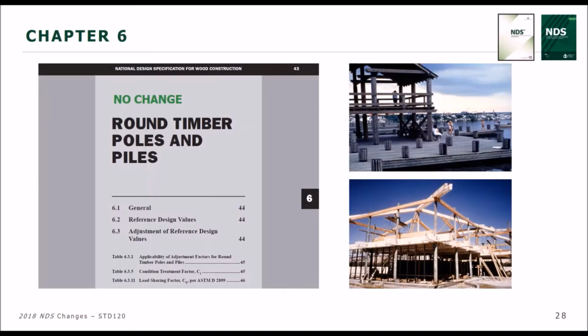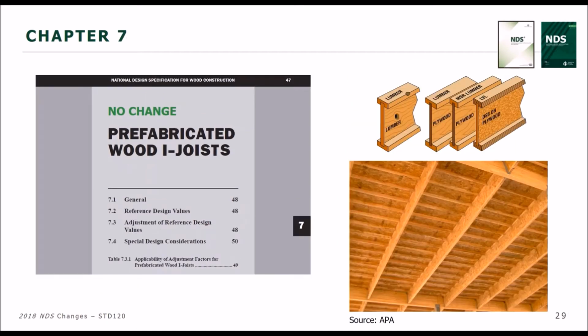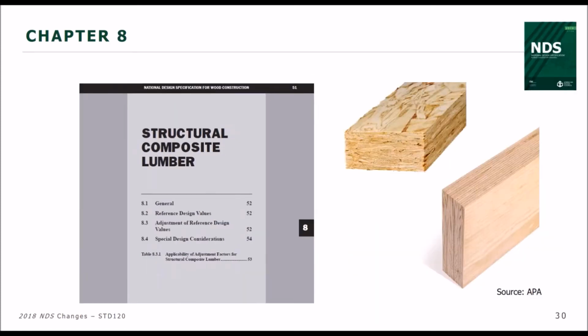Okay, on to chapter 6. We have no changes there, but just as a reminder, chapter 6 does cover round timber poles and piles. And then chapter 7, no change there. It's prefabricated wood I-joists. And then chapter 8 has to do with structural composite lumber. If you recall, in the 2015 version, we did add LSL and OSL to the structural composite lumber.